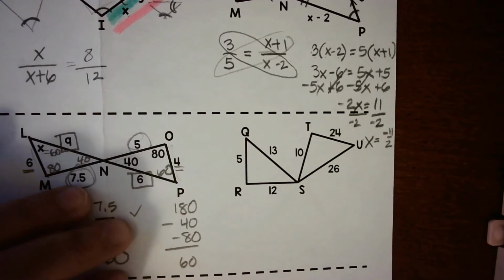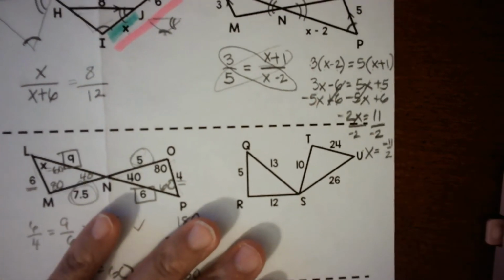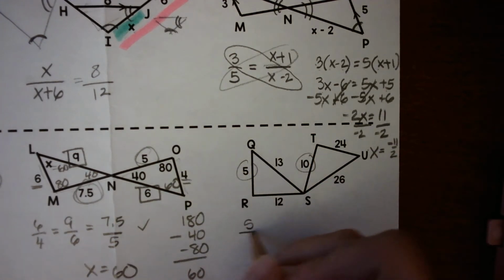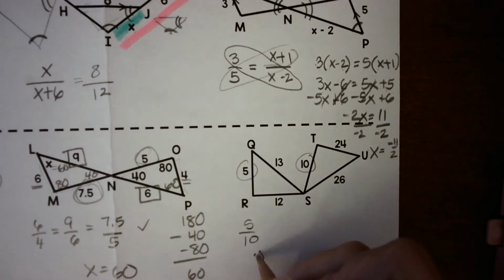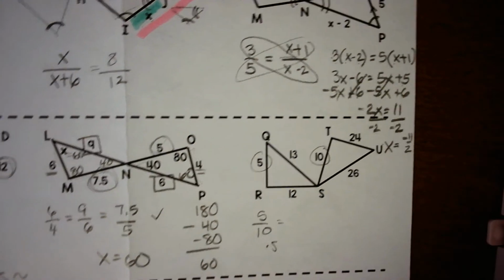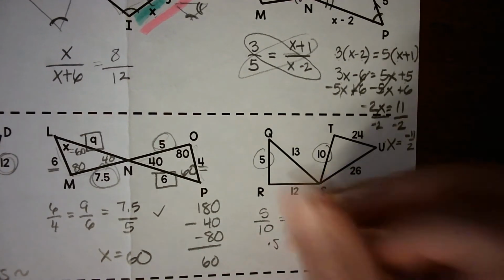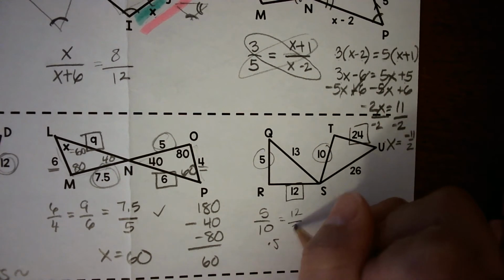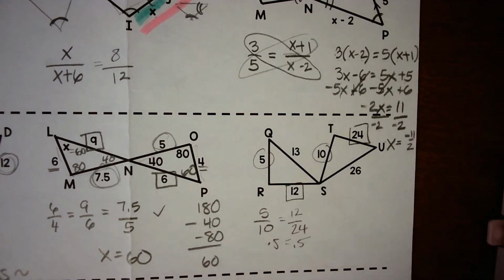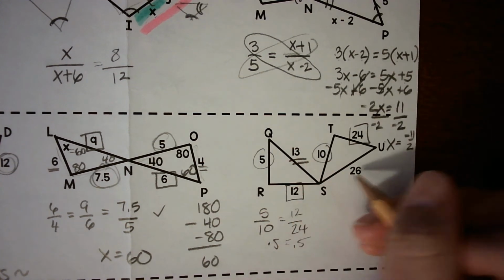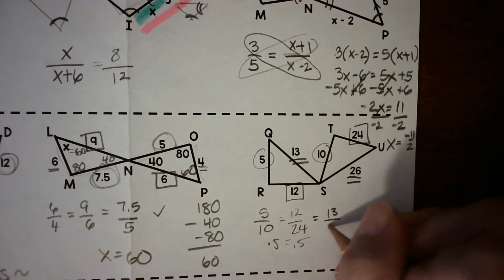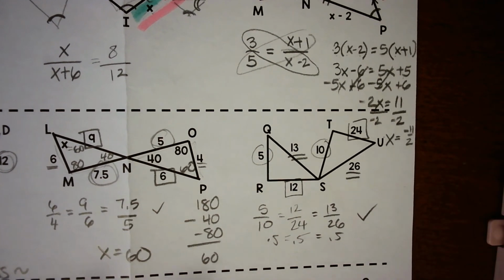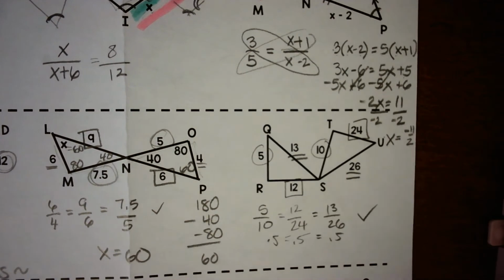So we could solve for x, or we could just determine whether they are proportional or not. Let's try this again. The smallest side with the smallest side, 5/10 is equal to 0.5. They don't always equal 0.5. That's just what ended up happening. And then the middle side with the middle one, 12 divided by 24, it's still equal to 0.5. We're doing great. And then the biggest side with the biggest side, 13 divided by 26, and that's equal to 0.5.